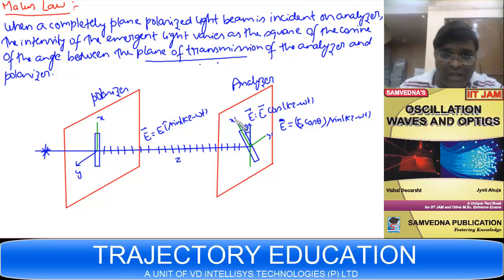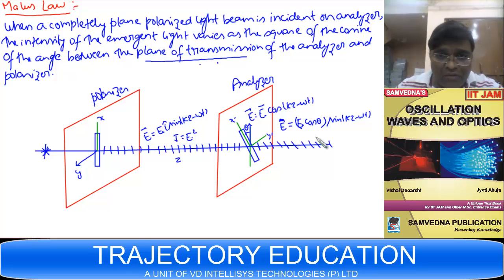Basically this analyzer allows only the component of the field lying along its path axis. So the light coming out of the analyzer will have all its field along the path axis of the analyzer. It will be E equals E naught cos theta sine kz minus omega t.